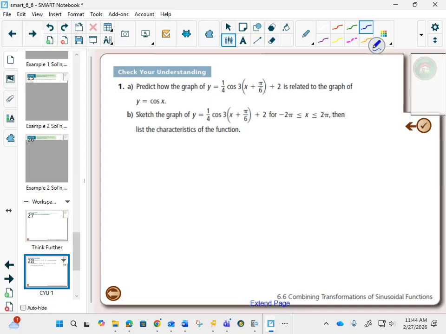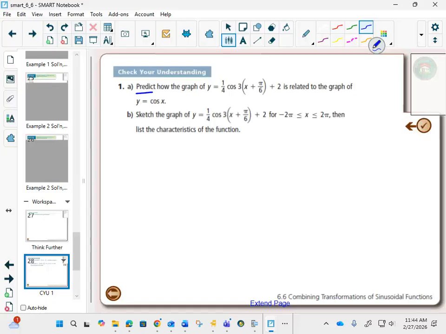So in part A, it says predict. Predict won't be a word that you'll see on the exam. On the exam, they would probably use describe. And if it was describe, we'd have to use full sentences and words. I'm going to take advantage of the fact that they didn't use describe, they used predict, so I'm going to shorthand it to make things quicker.